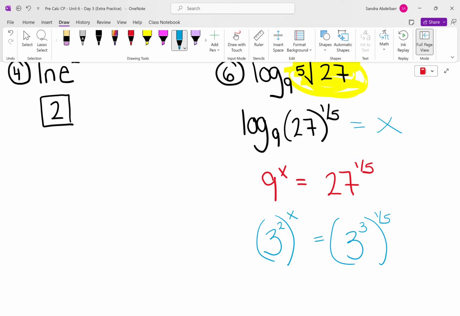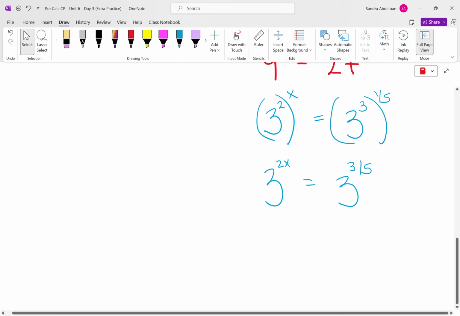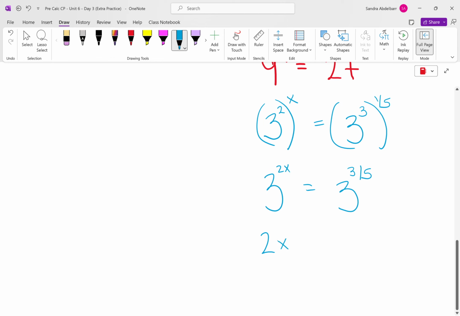Everybody okay with how I manipulated these? All right, so now we have 3 to the 2x is equal to 3 to the 3/5. Because they have the same base, now I can set their exponents equal. So now I have 2x is equal to 3/5. I need to get x by itself.